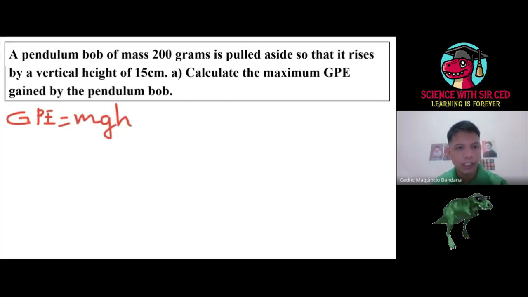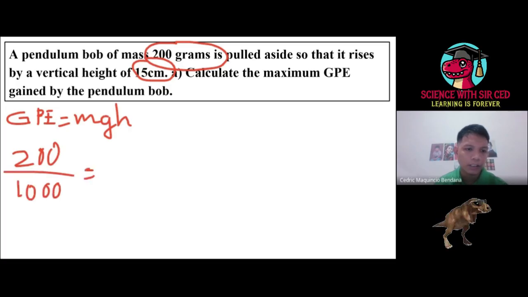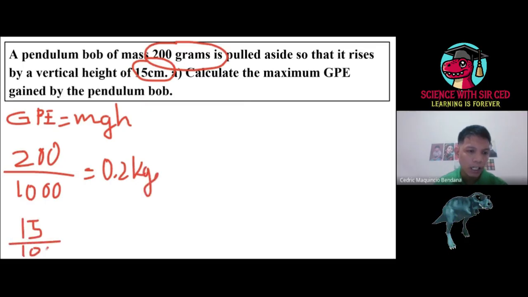Everything is ready. It's just that there's a little challenge that we need to make sure that we always do. Look at this. This is grams. This is centimeters. Do you see something different? Yes, they are not in SI unit. So in order for us to make kilograms from grams, 200 divided by 1,000, you are going to get 0.2 kilo. That is your mass. For centimeter to meter, 15 divided by 100, that is 0.15 meters. So everything is prepared.